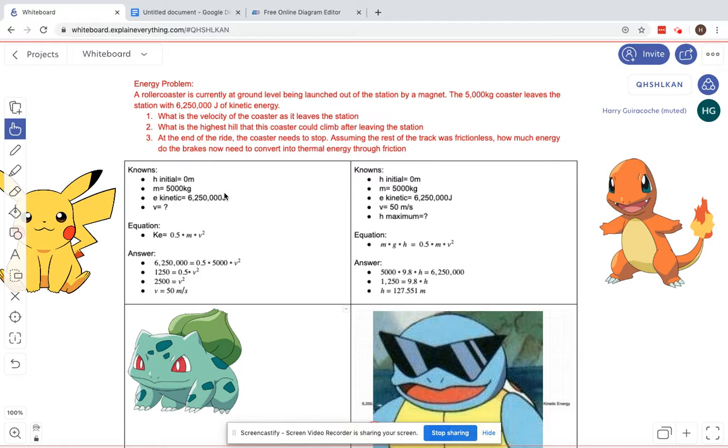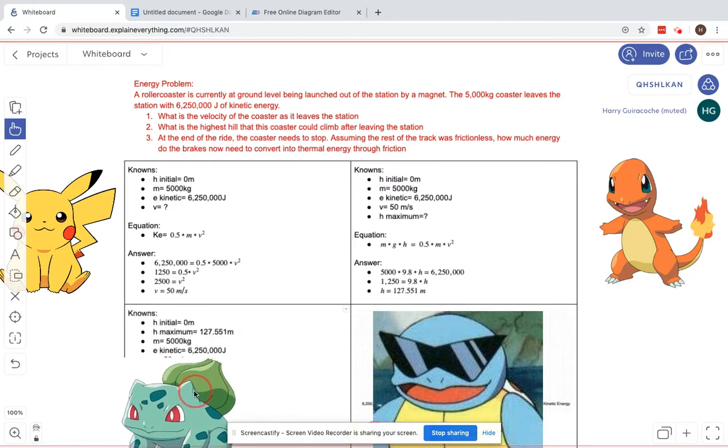Okay, and now here's the third question. At the end of the ride, the coaster needs to stop. Assuming the rest of the track was frictionless, how much energy do the brakes now need to convert into thermal energy through friction? Again, we list all our knowns, but after doing some thinking about the equation, there isn't really an equation that is necessarily as simple as using an energy diagram.